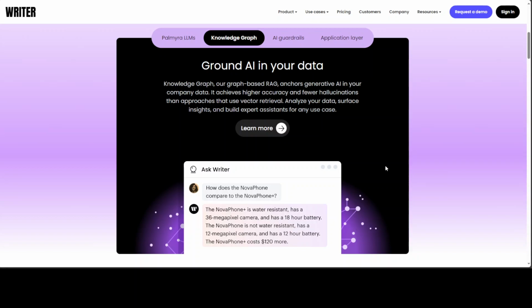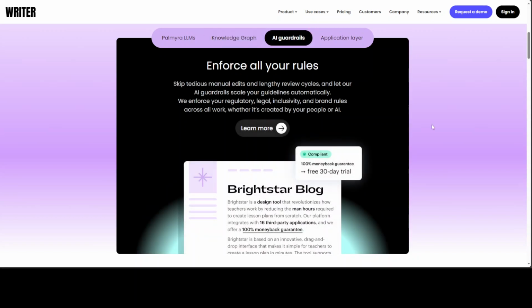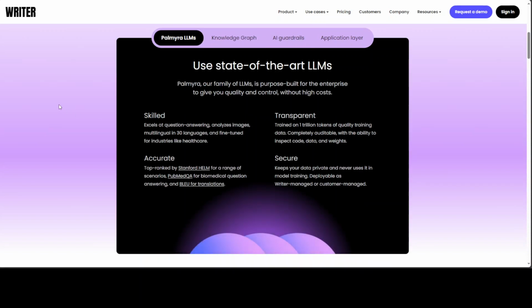Writer's approach seems to be to include built-in solutions like AI guardrails and a graph-based approach to digital assistants, streamlining the integration and deployment process for businesses. So these models seem to advocate for smaller specialized models, leveraging curated training data and updated datasets, offering efficient, cost-effective AI solutions tailored to specific enterprise needs. Now, that is all the information I have at the moment about Palmyra. I'm also trying to get more from Writer, so let's see if they're willing to share more.